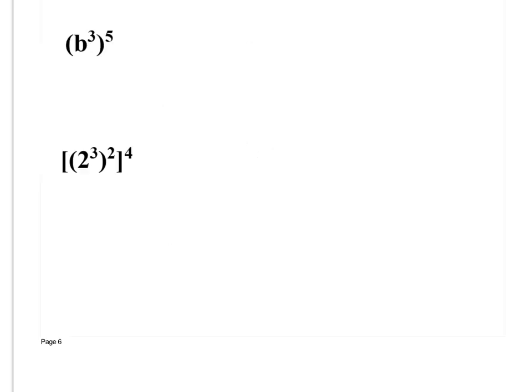B cubed raised to the 5th power. Now, the problem before, we call that product of powers, and all we did was add the exponents. Now we're raising a power to a power. A power of a power, when we do that, we multiply 3 times 5. So this is b to the 15th power. So when you raise an exponent to an exponent, you multiply.